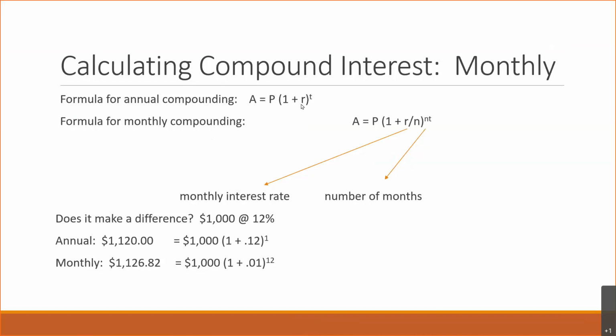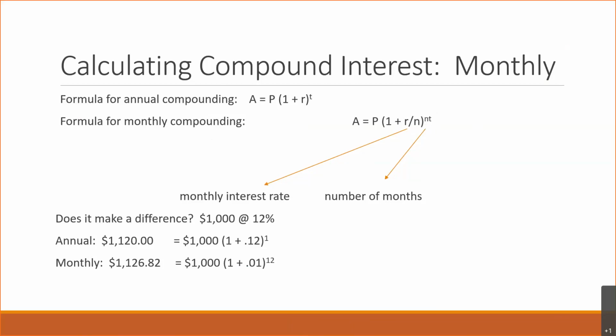Well, instead of R being the annual interest rate, because we're talking about months, we want the monthly interest rate, which is just R divided by n, right? This is the number of months in a year that we're going to be using. So you take R divided by 12, right? So your monthly interest rate would just be your annual interest rate divided by 12. And then here, because now we're compounding monthly, you take the time in years times the n, which is now the number of months, 12, and then that gives us the total number of months that you want to compound. So does this make a difference?